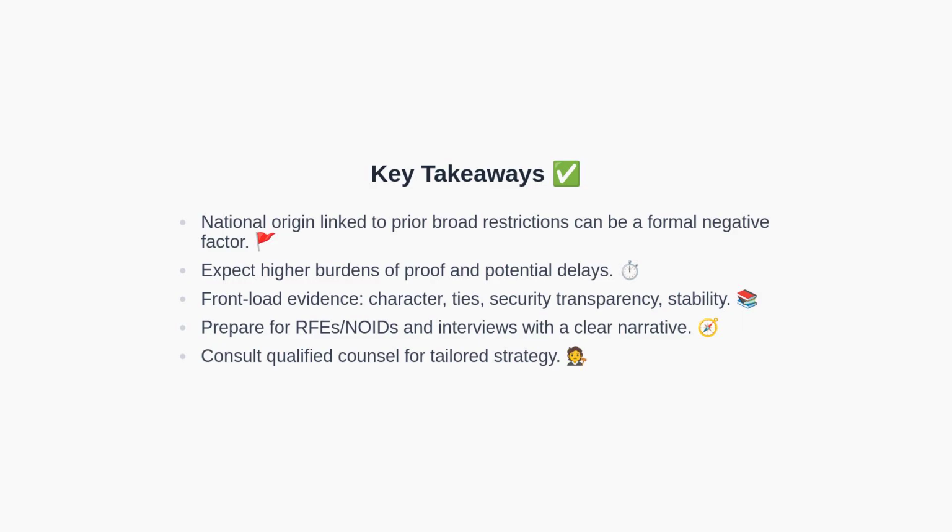The key points are: first, national origin linked to prior broad restrictions can be weighed as a formal negative factor. Second, anticipate higher burdens of proof and potential delays. Third, front-load evidence of character, ties, security, transparency, and stability. Fourth, prepare for potential RFEs, NOIDs, and interviews with a coherent narrative. Finally, consult qualified counsel to adapt the strategy to your specific circumstances.